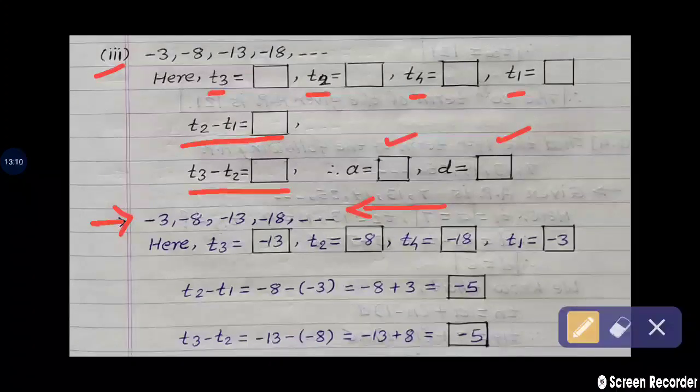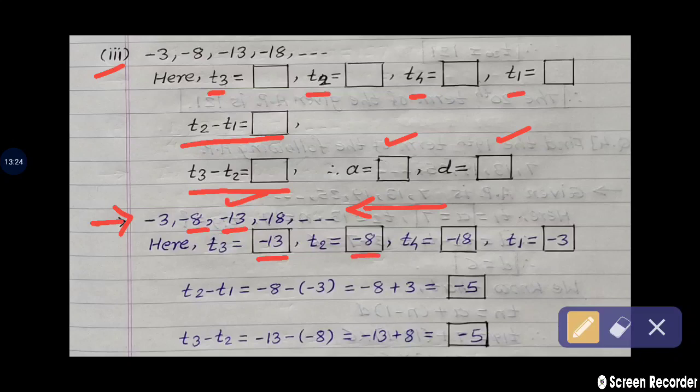Here T3 is what? Minus 13. Check here, this is T3. Then T2 is equal to minus 8, then T4 is equal to minus 18, and T1 is minus 3. Therefore, T2 minus T1 is equal to T2, minus 8, minus T1, minus 3. So write in brackets. Minus of minus 3 is plus 3. So minus 8 plus 3 is equal to what? Minus 5. This is the first difference.